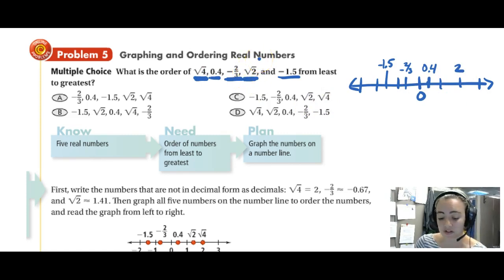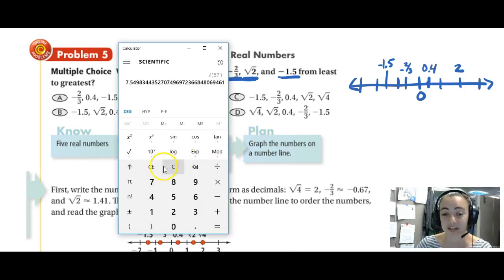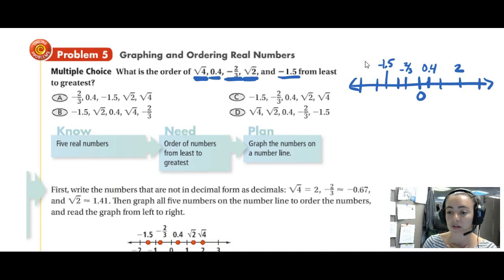The square root of 2. It's not a perfect square. There's not a natural number that when you square it, you can get to 2. So you can approximate it by thinking about what it is in between. Well, it's in between 0 and the perfect square for 4, which is 2. So it's in between there. You can also get a decimal approximation on your calculator. 1.4142, and so on. So it's right around here. So that'd be the square root of 2.